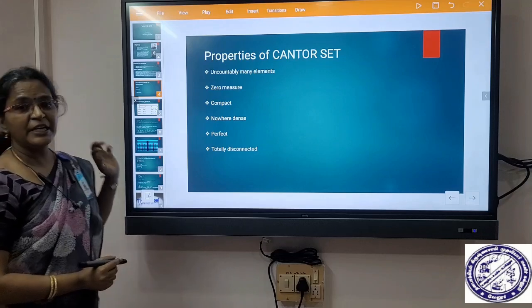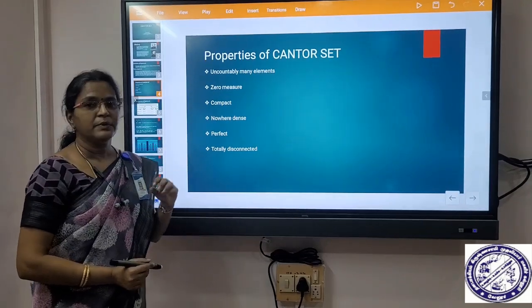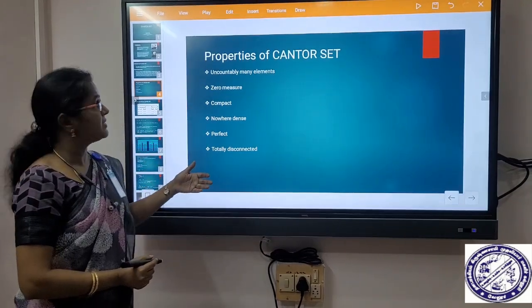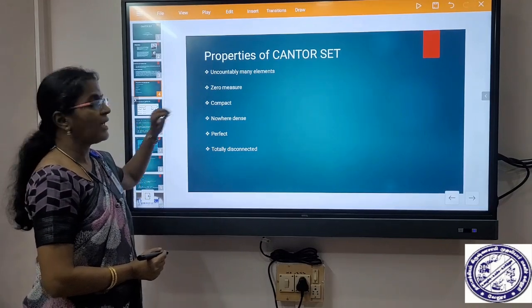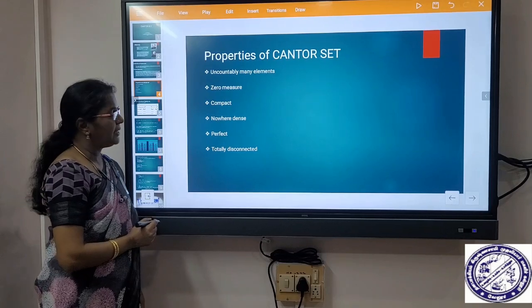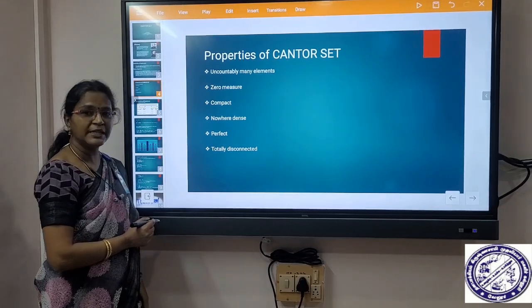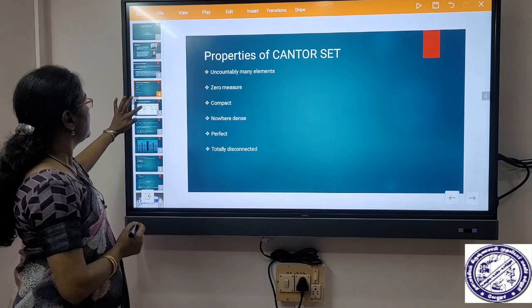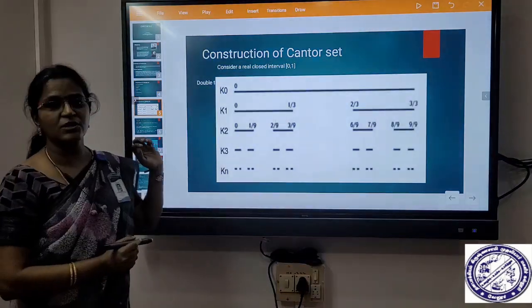Properties of Cantor set. We can see many properties of Cantor set. One is that it has uncountably many elements, and it is of zero measure, and it is compact, a nowhere dense set, and it is a perfect set, and it is a totally disconnected set. So now we are going to see the construction of Cantor set.